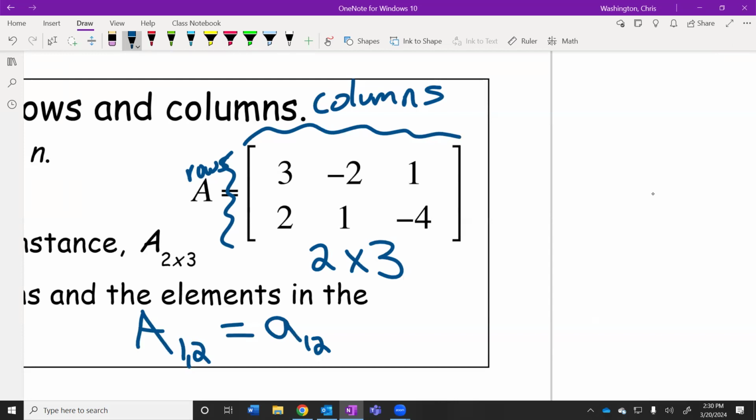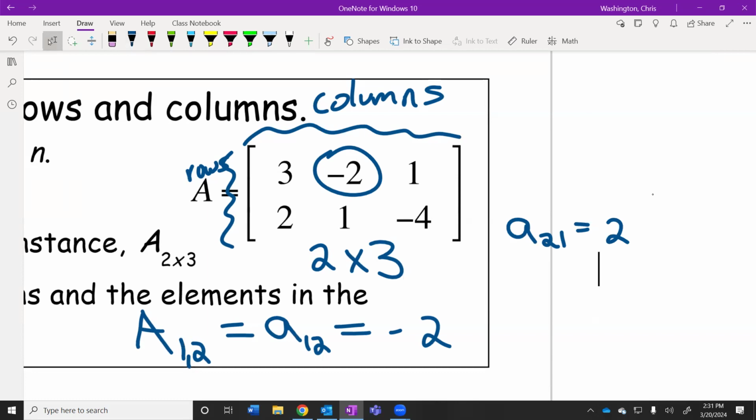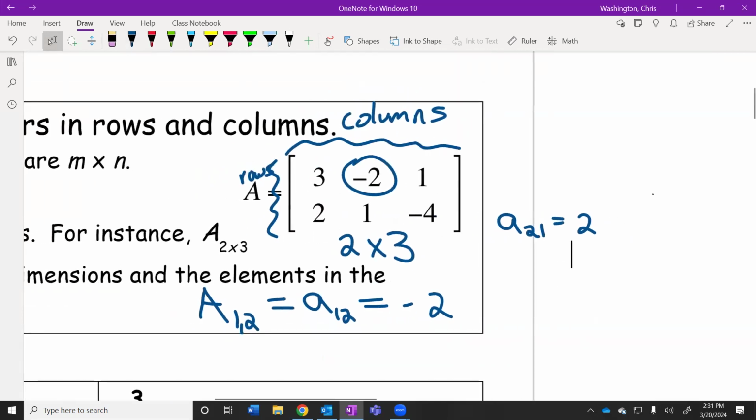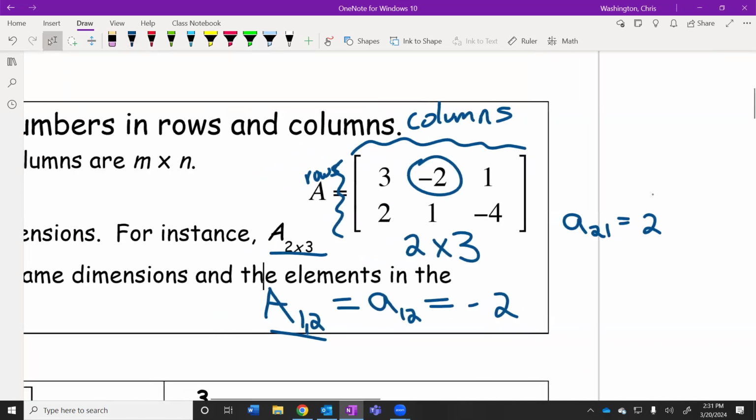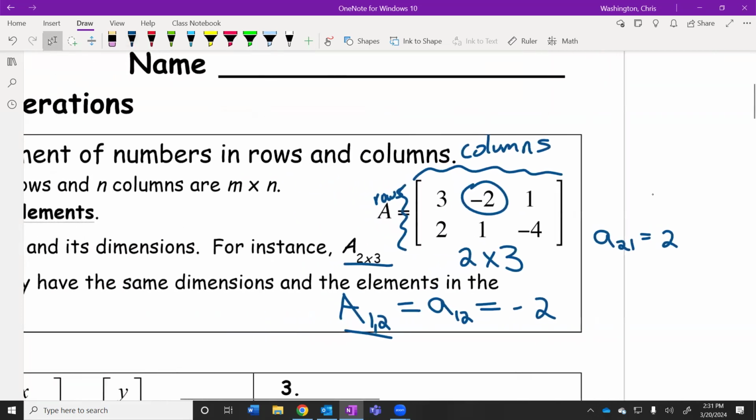So what element is in row 1, column 2? Row 1, column 2 would be -2. What about maybe like row 2, column 1? 2 would be there. Good. So we can identify elements as well using either notation. This notation and this notation are very similar. One uses a comma, but they do mean 2 different things, even though they look very, very similar.